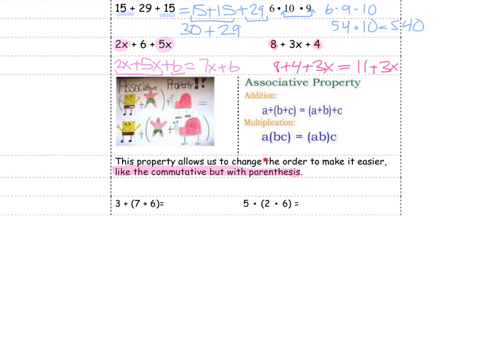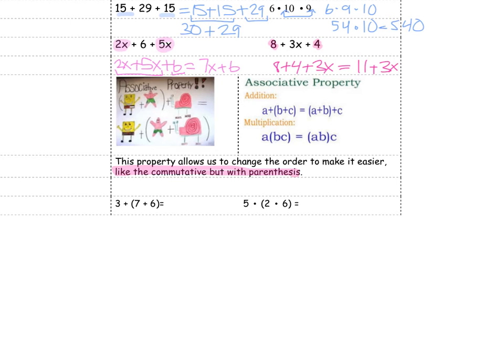But in multiplication, it's a little bit different. You can either have A times BC, parentheses. So these are together and the A is by itself. Or you can move the parentheses to next to A and B. So A times B times C. So let's practice that. So let's turn them into a different expression using the associative property.